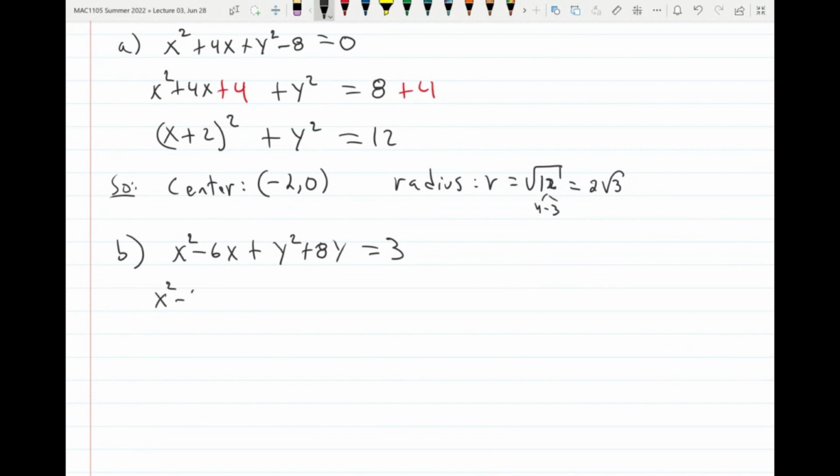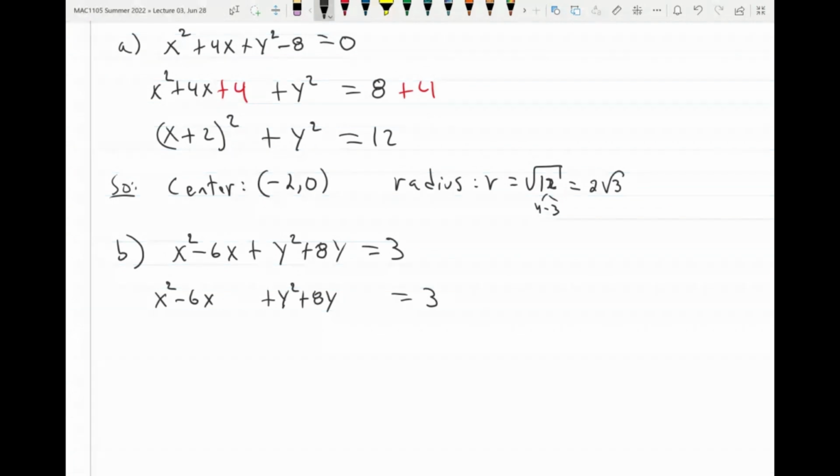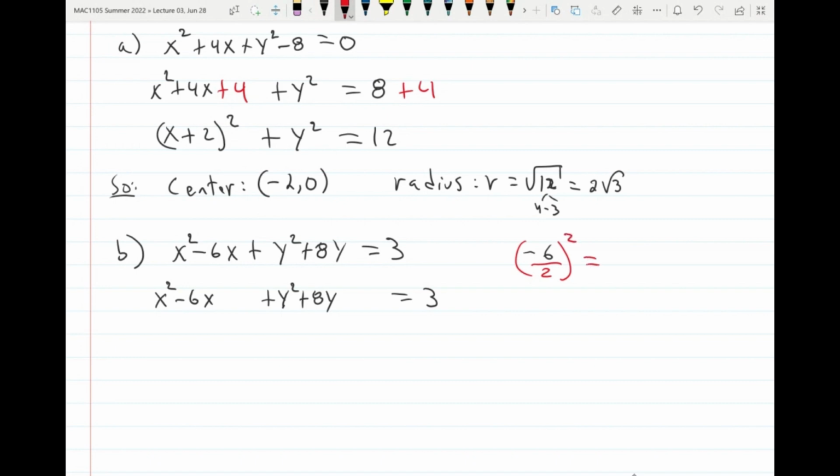Okay, so do this. I'm gonna leave a space. Leave a space, and we already have the 3 on the other side. So let's focus on x. What do we need on this space to complete the square for x? 9. Is everyone okay? So remember, let me just put it here. That's take the -6, and what do we do to it? Divide by 2 and square. Okay? So that becomes -3 squared, which is 9.